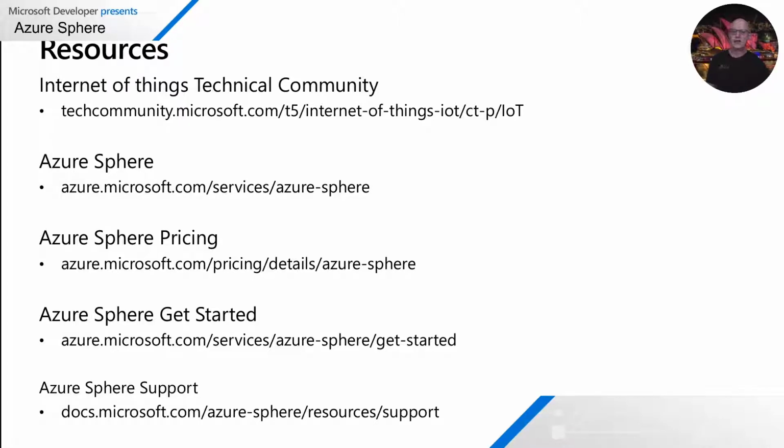So what I'd like to do now is just highlight some resources available for Azure Sphere. So a great place to keep an eye on is the Internet of Things technical community. So you can see the URL there. Check out the Azure Sphere documentation. You'll find information on Azure Sphere pricing, also the official docs for getting started for Azure Sphere, as well as a link down there for Azure Sphere support.